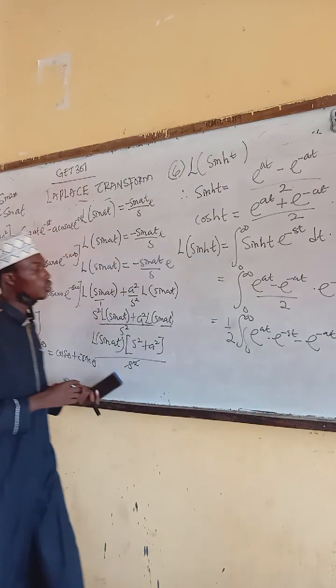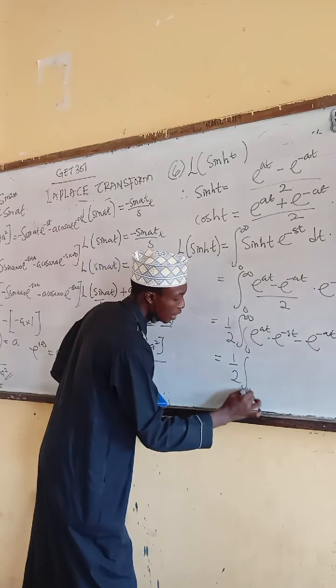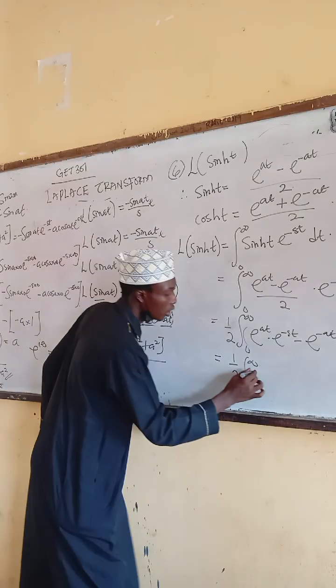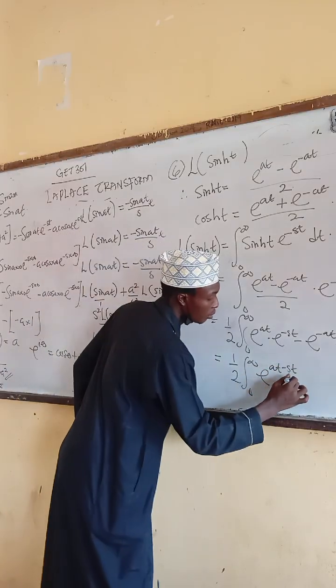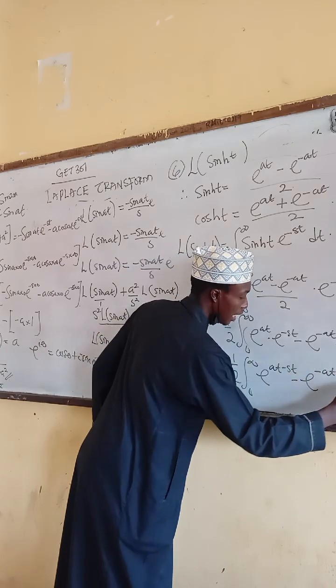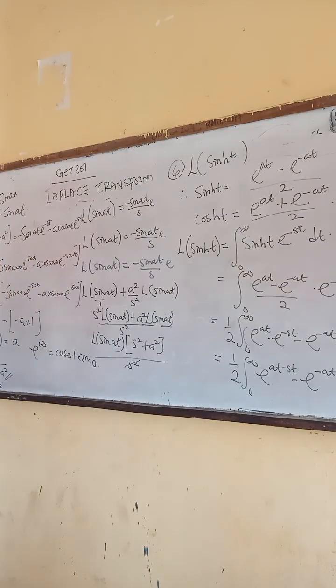So now from this place, you use your indices. You are going to have 1 over 2 integral of 0 to infinity. So if you multiply this one, you are going to have what? Exponential what? At minus st bar. And this one is minus exponential what? Minus at minus st, right? dt. Are you following? I can clean this place.